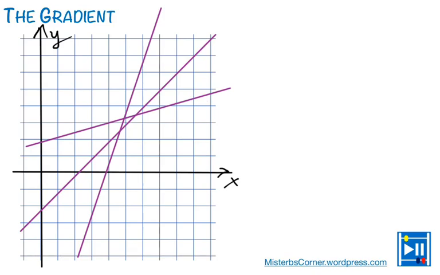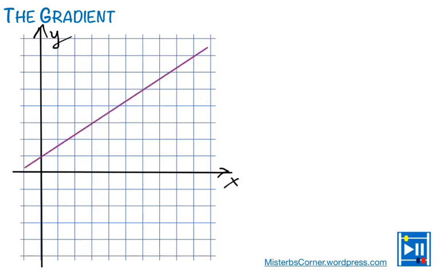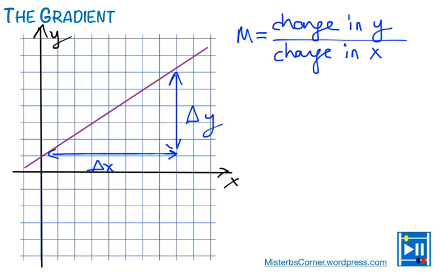So let's see what we're doing. The gradient is the measure of the change in x and y, right? This is the change in x, and let's say this is the change in y, right? And we write the gradient, which we denote by m, as the change in y compared to the change in x, which I show with a delta to refer to the change. So it is delta y over delta x, change in y over change in x.